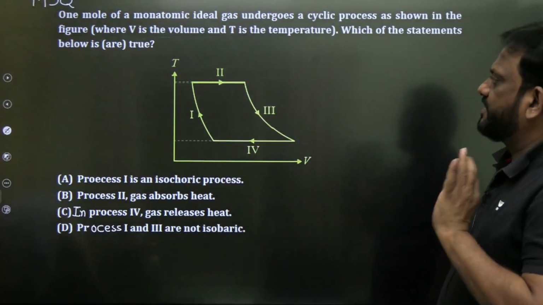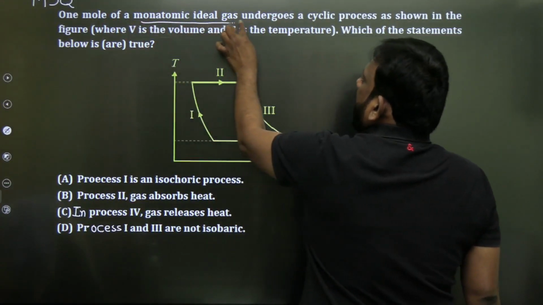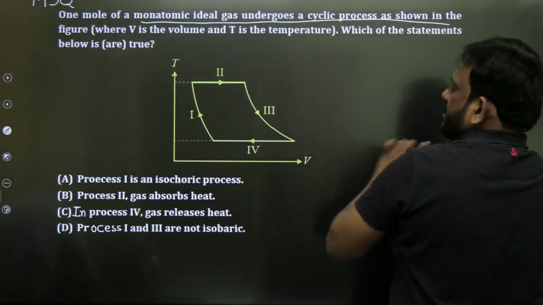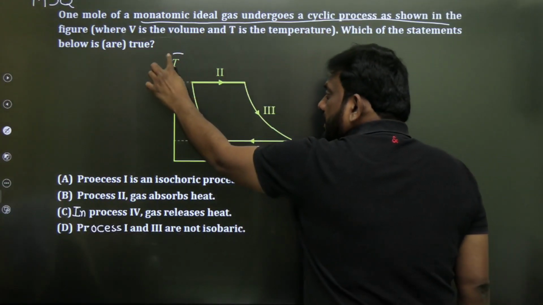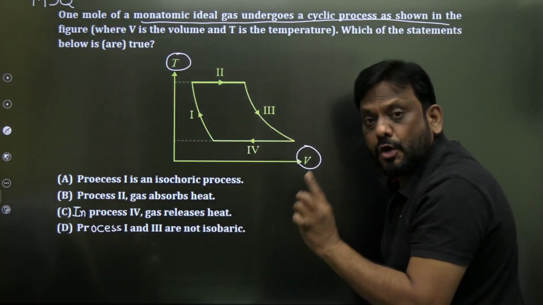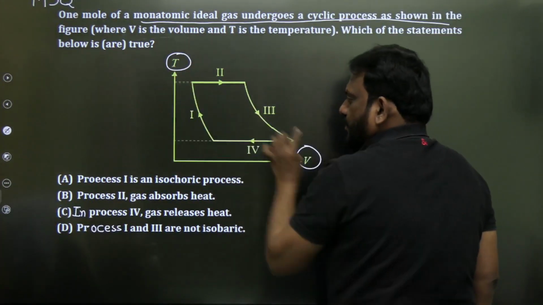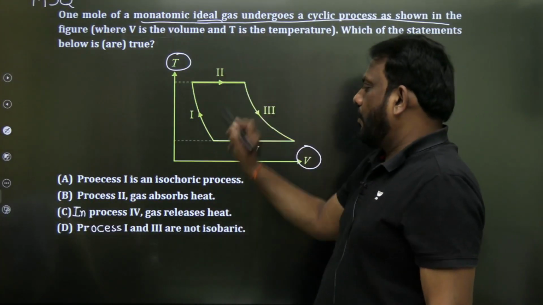Let's take this. Again, this is an MSQ question. 1 mole of monoatomic ideal gas undergoes a cyclic process as shown in the figure. So please look at it. It is on TV coordinates, that is temperature-volume. And look at, my dear students, it is an ideal gas. Now what is it saying?